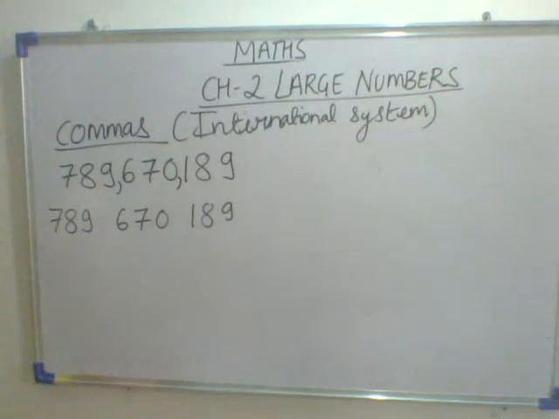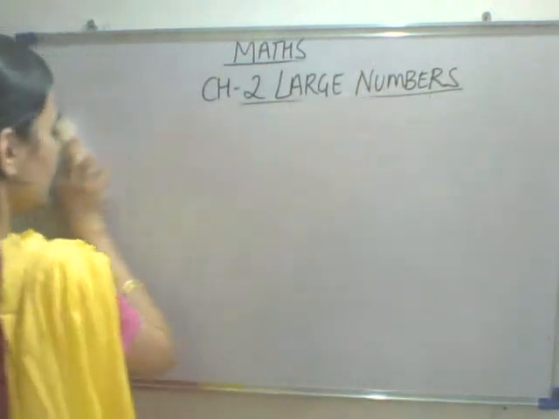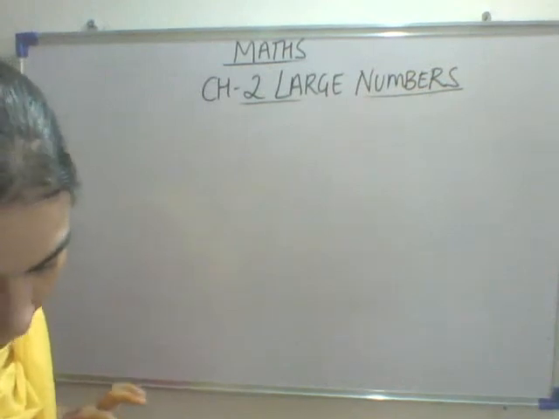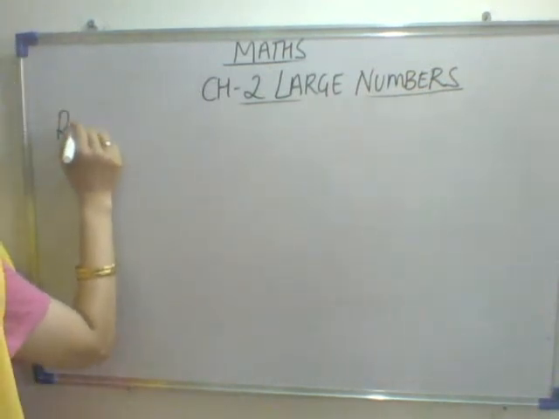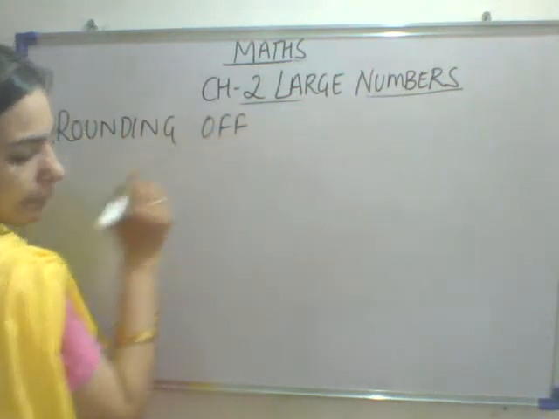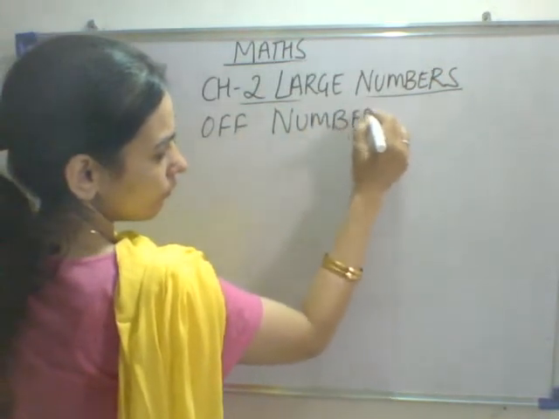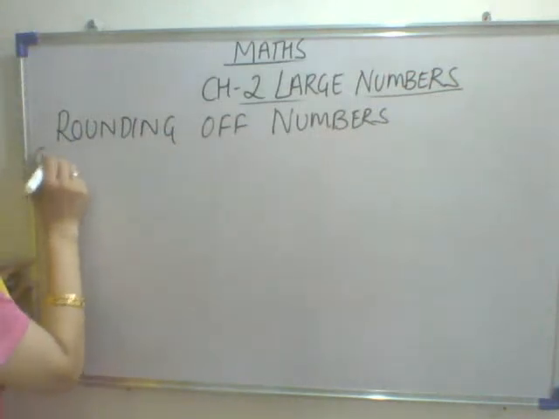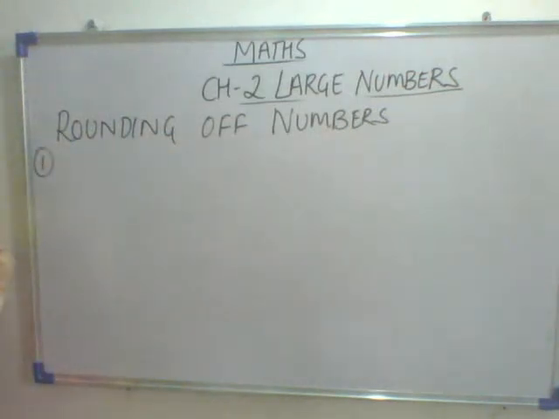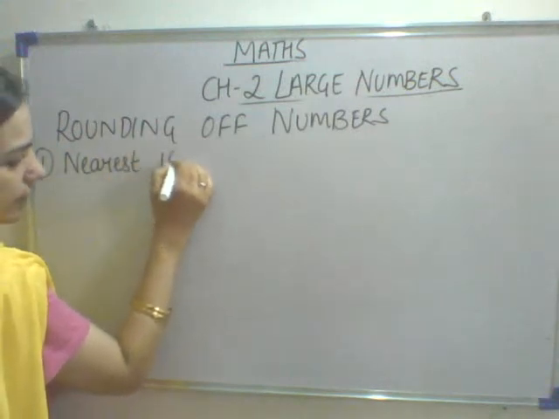The next we'll be studying about rounding of numbers. How do we do the rounding of number to the nearest 10, to the nearest 100 and to the nearest 1000? Let us take first an example. We are rounding off the number to the nearest 10.